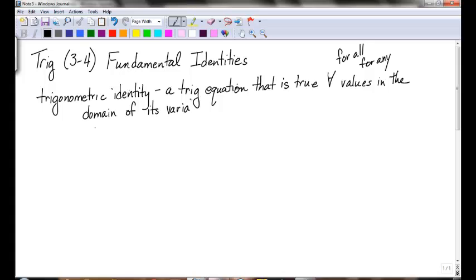Now, when they talk about the domain, those are the x values that work. Remember, there would be some that would not be in the domain, like for say cosecant, where you have those vertical asymptotes. Those x values would not be in the domain. Okay, I'm going to go through the 8 fundamental identities.